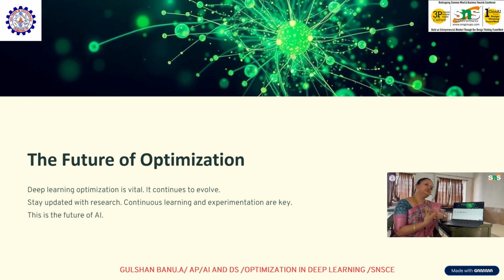So now, what is the future of optimization? Deep learning optimization is vital. It has n number of features. It stays updated each and every time. And optimization will also have a future impact in each and every process. So this is what optimization is all about.